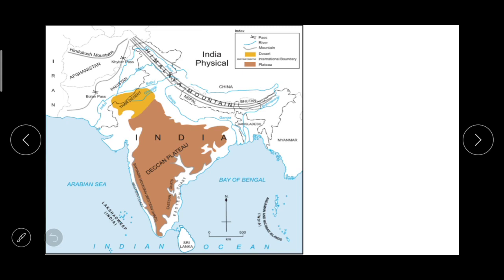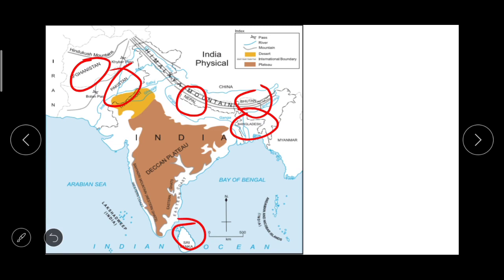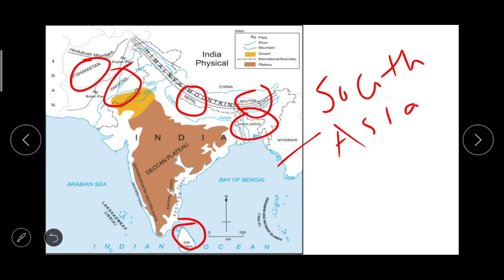This is here to understand the Indian subcontinent. The cities of Harappa and Mohenjo-daro are in today's Pakistan, Afghanistan, Nepal, here Bhutan, here Bangladesh, here Sri Lanka and India together form the region known as South Asia. This region together, including Afghanistan, Pakistan, Nepal, Bhutan, Bangladesh, Sri Lanka and India, is known as South Asia.